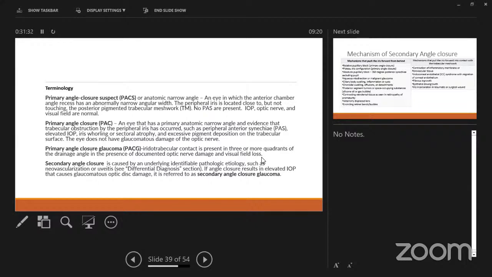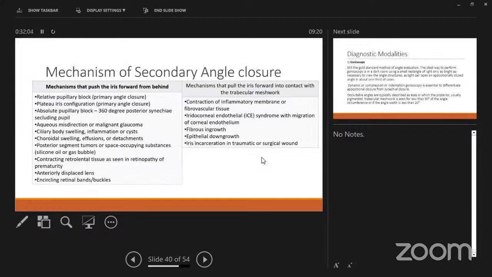In primary angle closure, the angle is anatomically narrow, and then there is presence of PAS, elevated IOP, iris swirling or sectoral atrophy, and excessive pigment deposition on the trabecular surface. But there is no glaucomatous damage to the optic nerve. And in PACG, all of the above plus there is damage to the optic nerve, which can be detected on the visual fields. Secondary angle closure is caused by pathological entities such as neovascularization or uveitis, resulting in secondary angle closure. So these are the various causes for the iris push and pull.